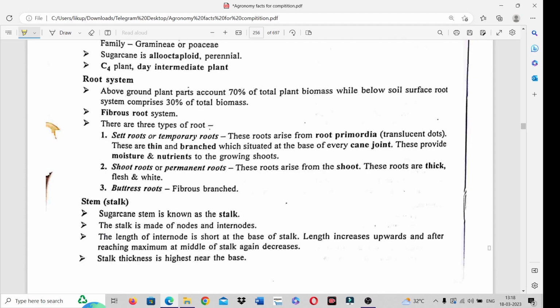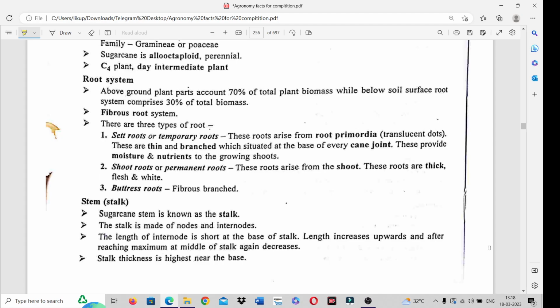It is a fibrous root system. Fibrous root system is very important. There are three types of roots: sett root, shoot root and buttress root. Sett roots or temporary roots arise from the root primordia, that is translucent dots. These are thin and branched, situated at the base of every cane joint. These provide moisture and nutrients to the growing shoots.